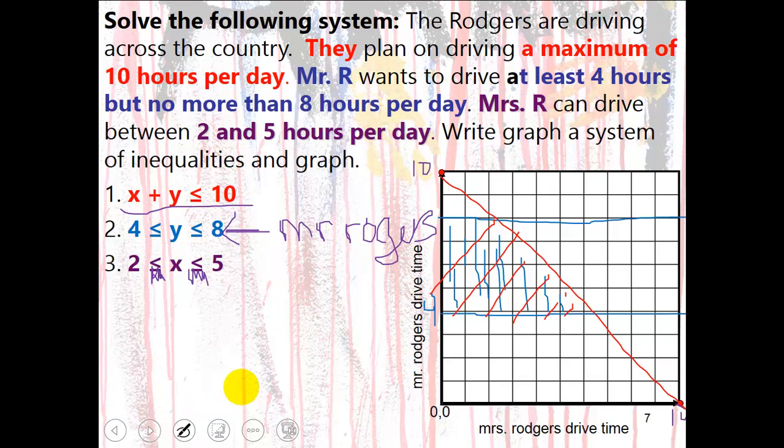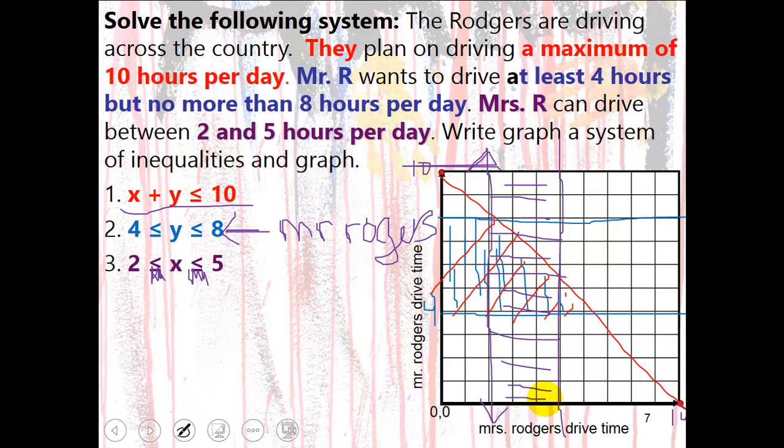Okay, I'm going to put these in purple. This is between 2, x is 2. Here's x is 2. And here's x is 5. And it has to be between these. All right? So where do all 3 of them overlap?